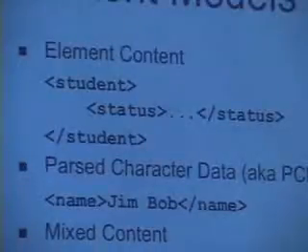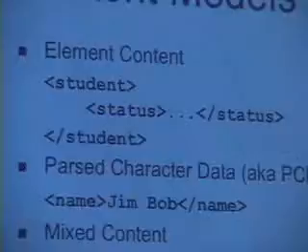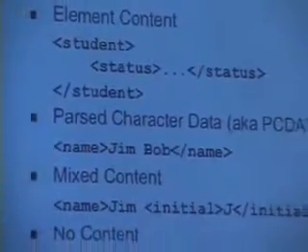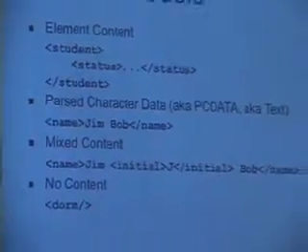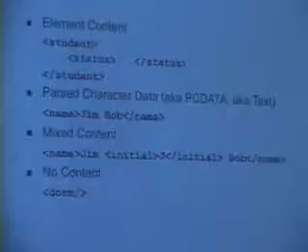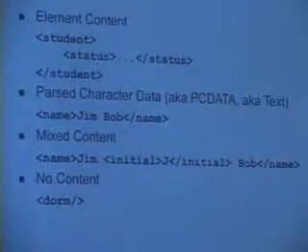You can have PC data, otherwise known as parsed character data, or just text, which means that you can have a name tag, then Jimbob, which is text, or PC data, followed by close name. PC data, we'll see in a moment, is in contrast to CDATA, which is not parsed.